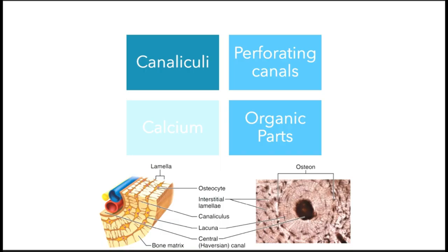Next, you have your perforating canals, also known as Volkmann's canals. They provide a communication pathway from the outside to the interior of the central canals. So these Volkmann's canals or perforating canals run at right angles to the shaft or diaphysis and the central canals.